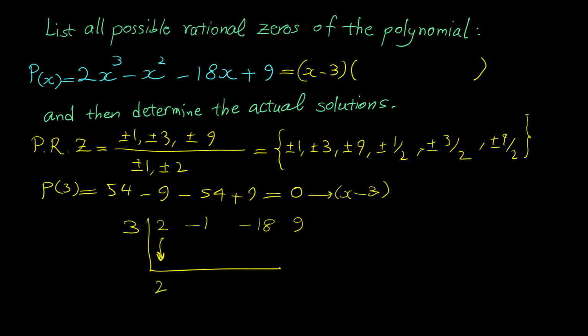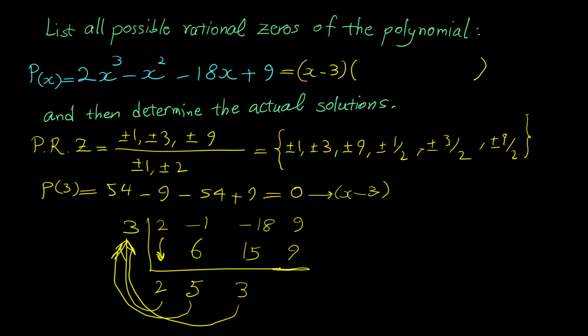We write down 2 in here. We multiply this number by this always. 2 times 3 is 6. Negative 1 plus 6 is 5. We again multiply 5 by 3. This is a repeated process. 5 times 3 is 15. Negative 18 plus 15 is negative 3. Negative 3 times 3 is negative 9. 9 plus negative 9 is 0.